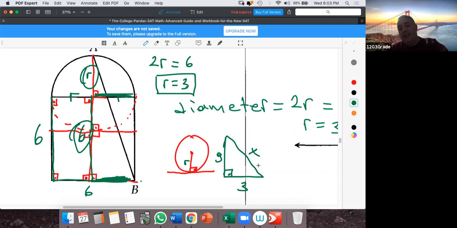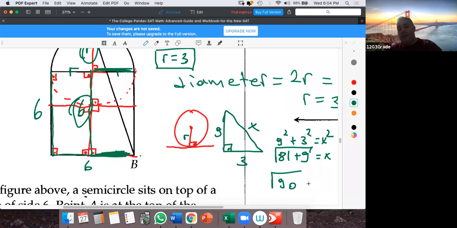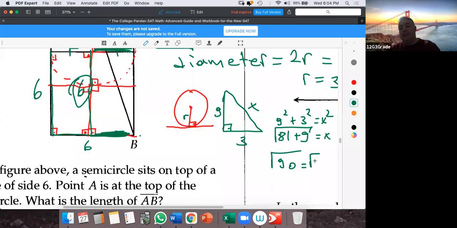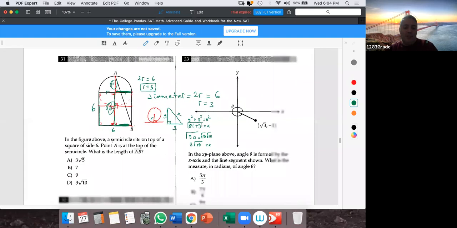So it's clear that this is the Pythagorean theorem. 9 squared plus 3 squared is equal to x squared. And then 81 plus 9 is x squared. So x will be root 90. Root 90 means 9 times 10. So 3 root 10 is x. 3 times root 10. Do we have it? Yeah, it is here. 3 root 10.